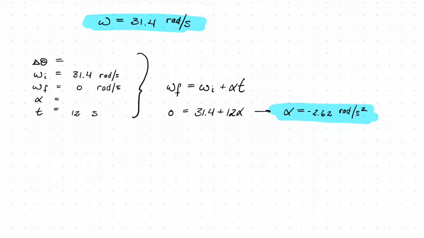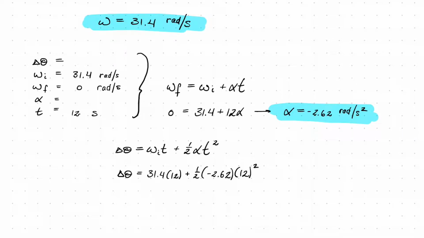Now, in order to determine through how many revolutions the tub turned in that same 12-second interval, we once again can simply use our kinematic equations. This time, delta theta equals omega initial times time plus 1/2 alpha times time squared. Solving for delta theta, we find that the tub turned through an angle of 188.2 radians. The question, however, was asking for the number of revolutions. So we need to determine how many revolutions occur in 188.2 radians.